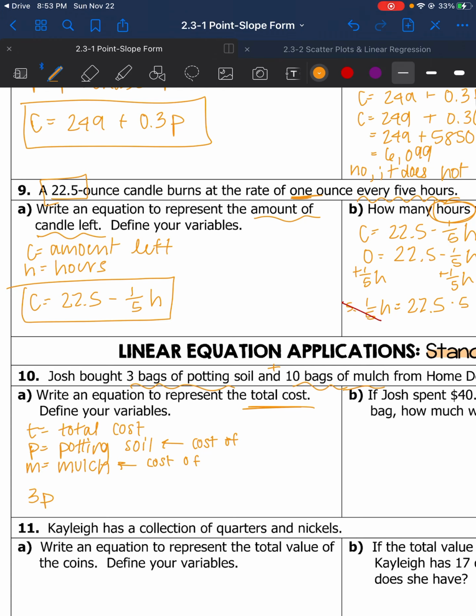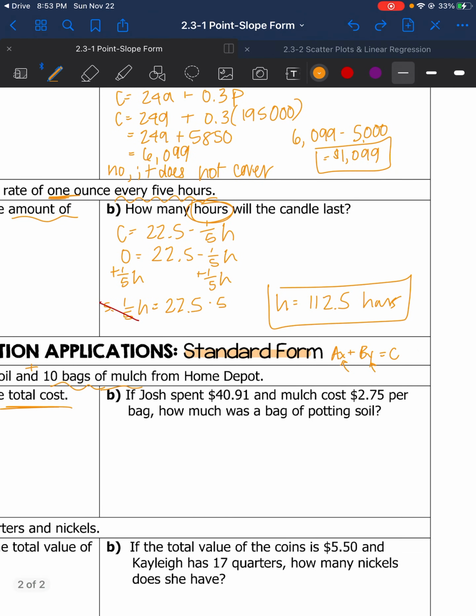And we had 3 bags of the potting soil plus 10 bags of mulch, and that is equal to the total cost. So the cost of the potting soil times 3 and the cost of the mulch times 10 will equal the total cost of when he went to Home Depot. So if Josh spent $40.91 and mulch cost $2.75 per bag, how much was a bag of potting soil?